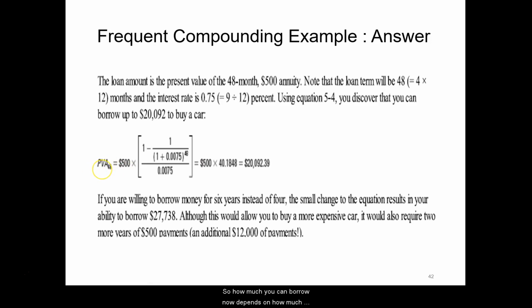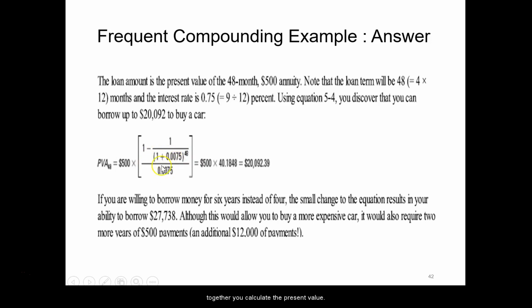So how much you can borrow depends on how much you can pay off in the future every month, and then the interest rate and how long you are going to pay for this loan. We are using the same formula of the present value of annuity calculation. You notice the I here is the 0.75% monthly interest rate, which is the 9% annual interest rate divided by 12. And since you have 4 years, that means you are making 48 payments.